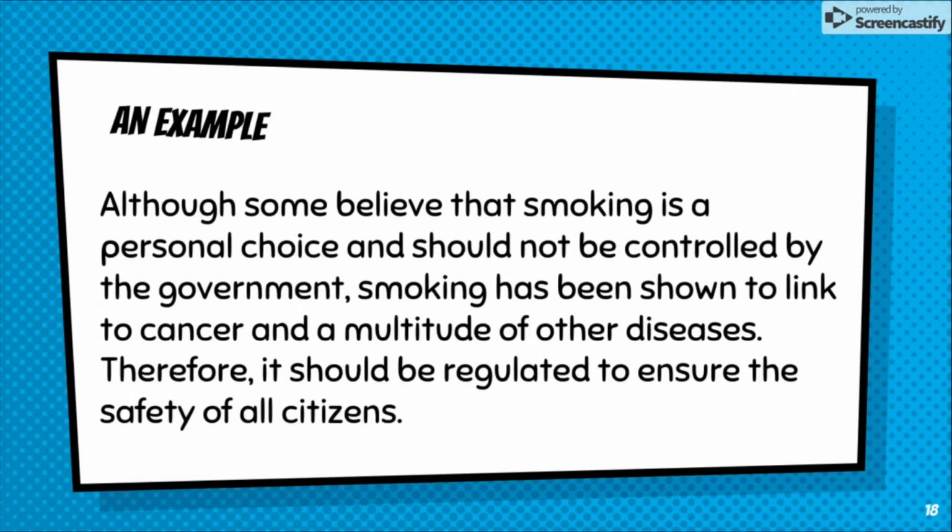An example: although some believe that smoking is a personal choice and should not be controlled by the government, smoking has been shown to link to cancer and a multitude of other diseases. Therefore, it should be regulated to ensure the safety of all citizens. This paragraph starts out acknowledging the other argument, but then it follows by refuting, showing how smoking has been shown to link to diseases, which shows how the opposite argument is incorrect.